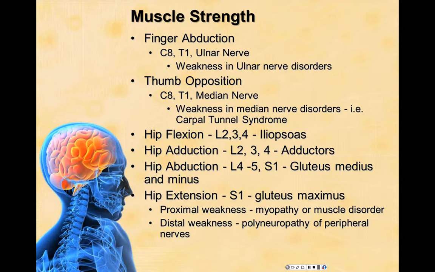Proximal weakness can indicate some myopathy or muscle disorder, whereas distal weakness could be polyneuropathy or peripheral nerve issues. All of these you'll be doing as you do your complete physical exam. So you'll be doing these range of motion, but not only range of motion, but also testing muscle strength. So when you're doing your exam, you'll want to have the patient move their hip and bend their knees either passively and against resistance to check for strength.